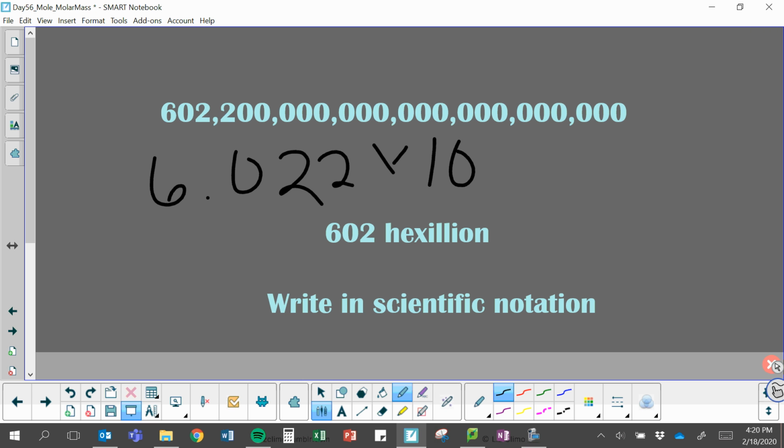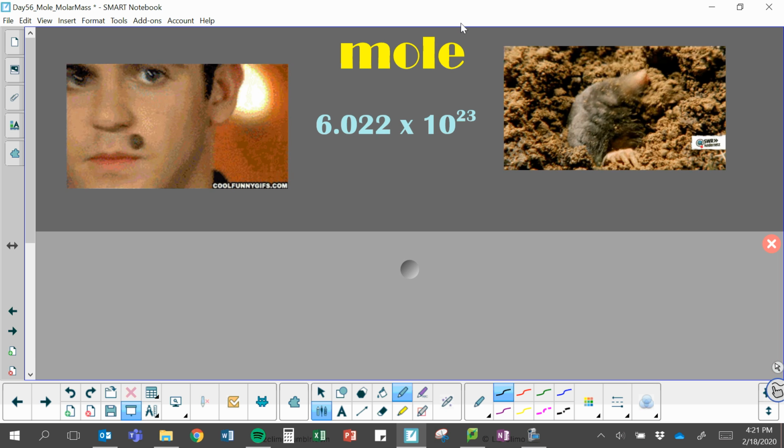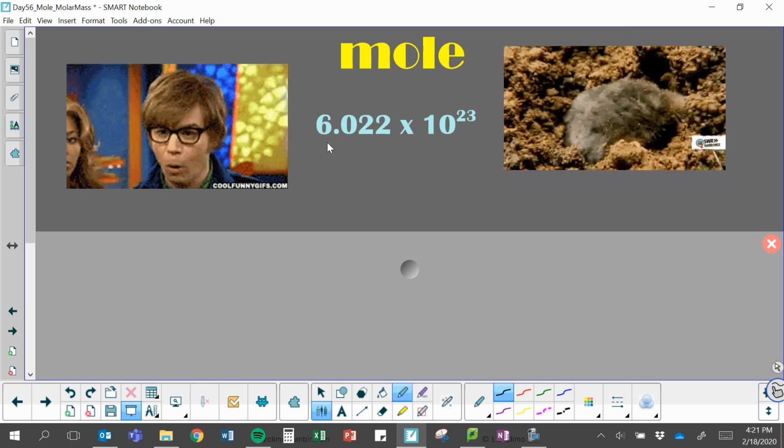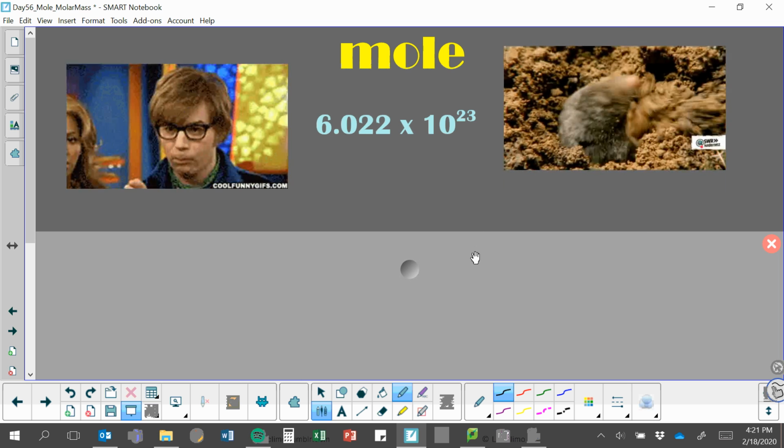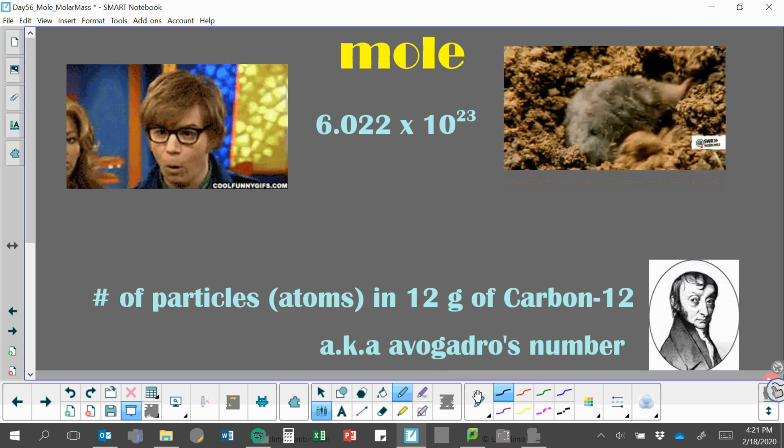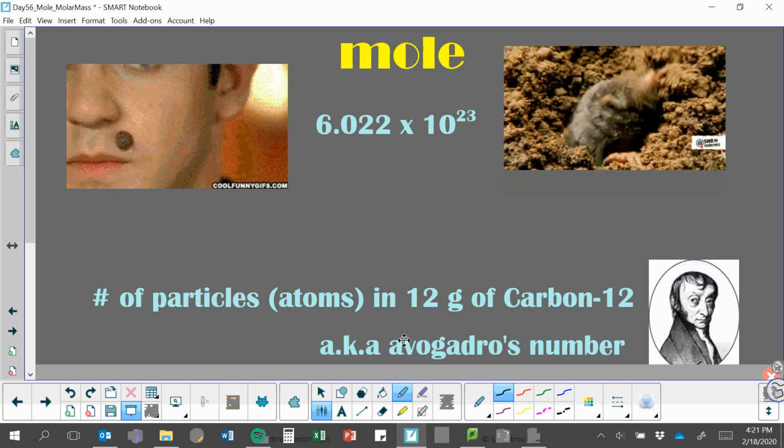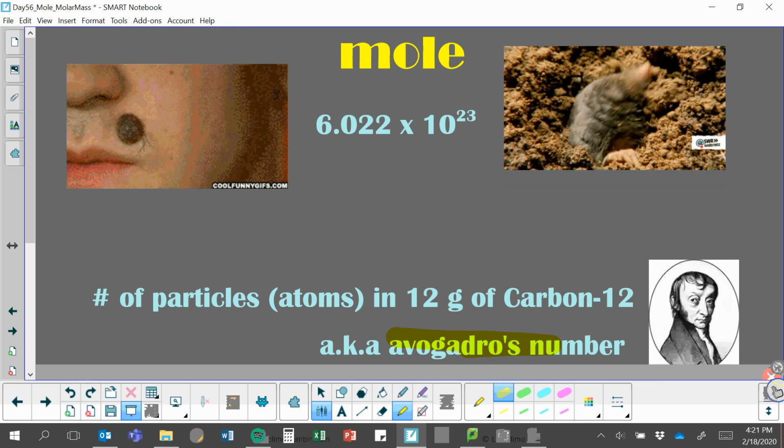And then times 10, and we have to figure out what we have to put our decimal to. And it's going to be 23rd, but we can go 3, 6, 9, 12, 15, 18, 21, 22, 23. This is a number that we will need to remember because it is called the mole. We call this a mole. So 6.022 times 10 to the 23rd. It's called this because, well, it's also called Avogadro's number, which you might need to know.